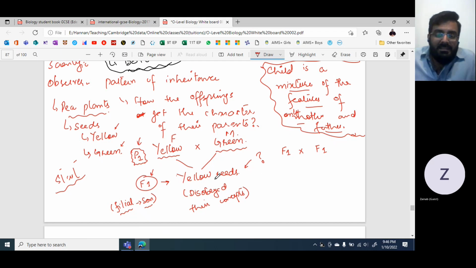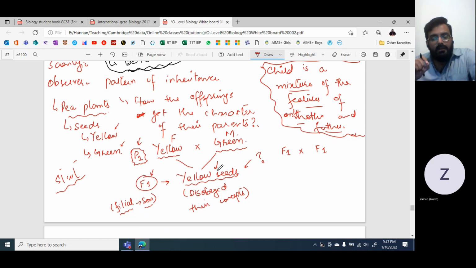This concept is misleading, which I told you earlier, that the child is a mixture of the features of mother and father. So this does not appear as a mixture. He was a bit worried at that time that if a child is a mixture of mother and father, then how come all these offspring produce yellow seeds and none of them produces the green seed? So this was a bit confusing.